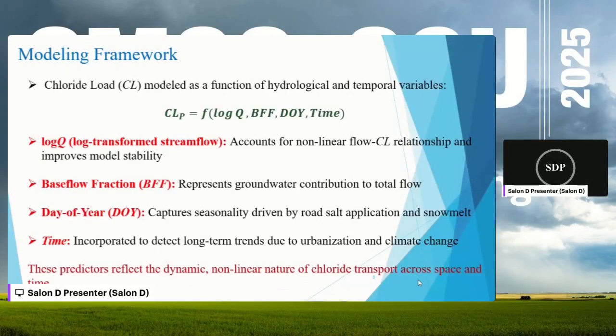In this study, we integrated several hydrological and temporal variables to calculate the chloride load. We incorporated the log-transformed stream flow to account for flow variability, base flow fraction to consider subsurface flow, and day of year to reflect the seasonality caused by road salt application and snow melt. We also incorporated time to detect long-term trends due to urbanization, climate change, and human activities. These predictors can capture the nonlinear dynamics of chloride load transport across space and time.